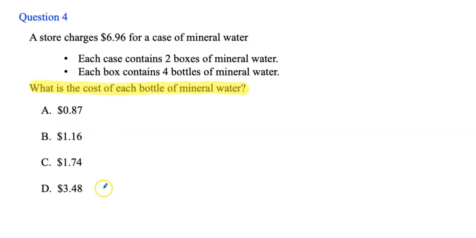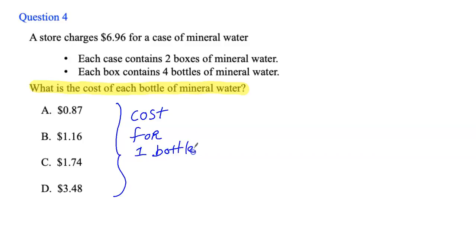And now I know what my answer choices represent. Each one of these represents the cost of a bottle. I'm going to actually write that: cost for one bottle. So in other words, if my answer choice is A, that means each bottle cost 87 cents, and so on.